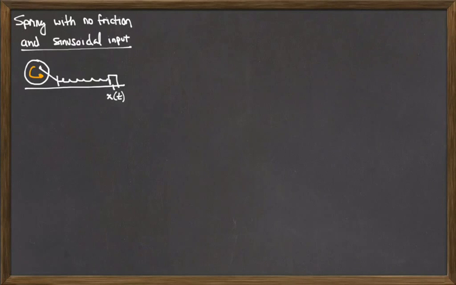In this video, we'll develop a model for a spring mass system that includes no friction, but does include a sinusoidal input force. What you might imagine is a mass, this rectangular block attached to a spring, and then we're hooking a wheel up to it that's rotating around and providing an input force to the system.